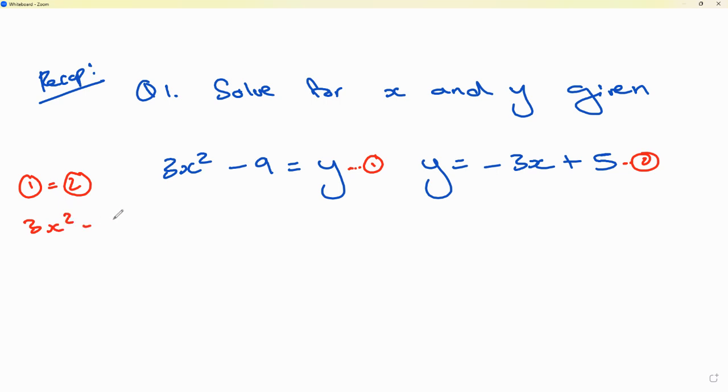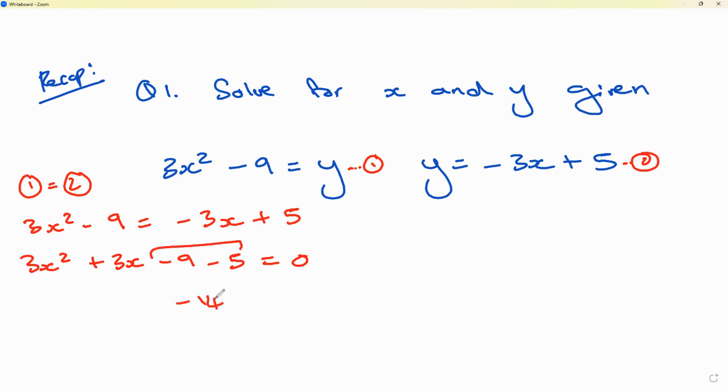3x squared minus 9 becomes equal to negative 3x plus 5. Bring everything over to the left-hand side, carefully changing sides and changing signs. So this ends up as 3x squared plus 3x minus 9 minus 5 equals 0. Minus 9 and minus 5 becomes minus 14.